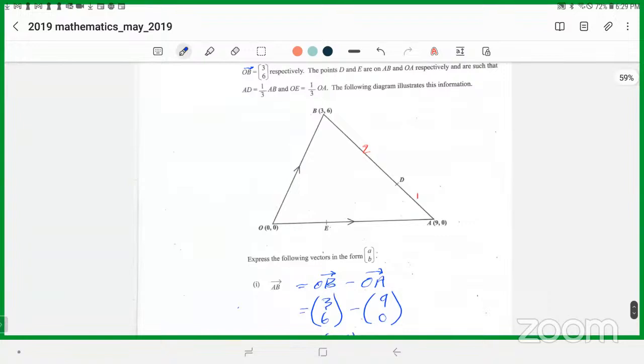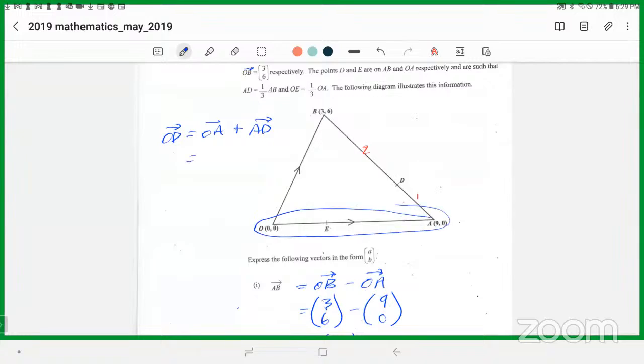Let me just do it right here on the diagram so everybody can see it. To go from O to D, that's what the question wants, we're going to go from O to A first, and then from A to D. The O to A is fine because we know that is 9, 0. But what is the AD? The AD really is 1/3 of the AB.